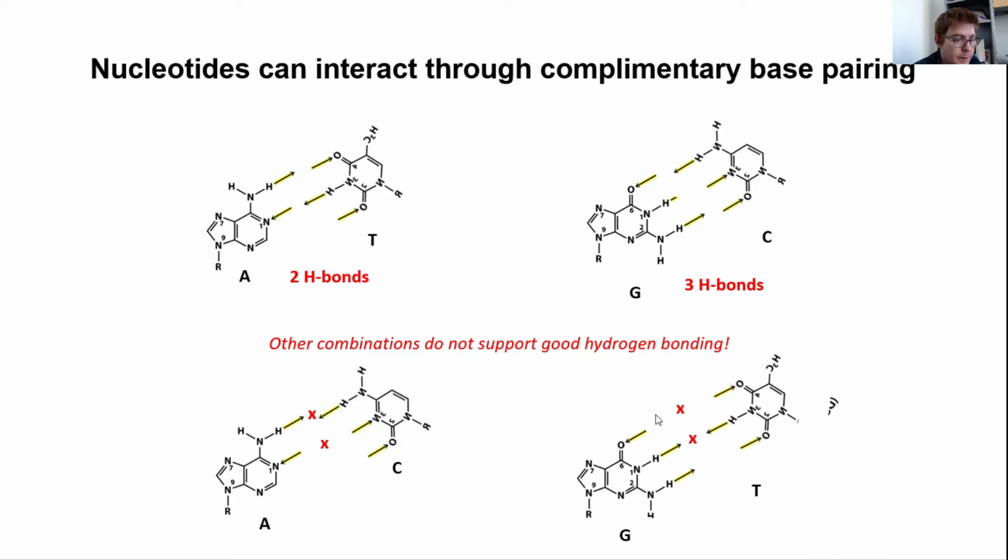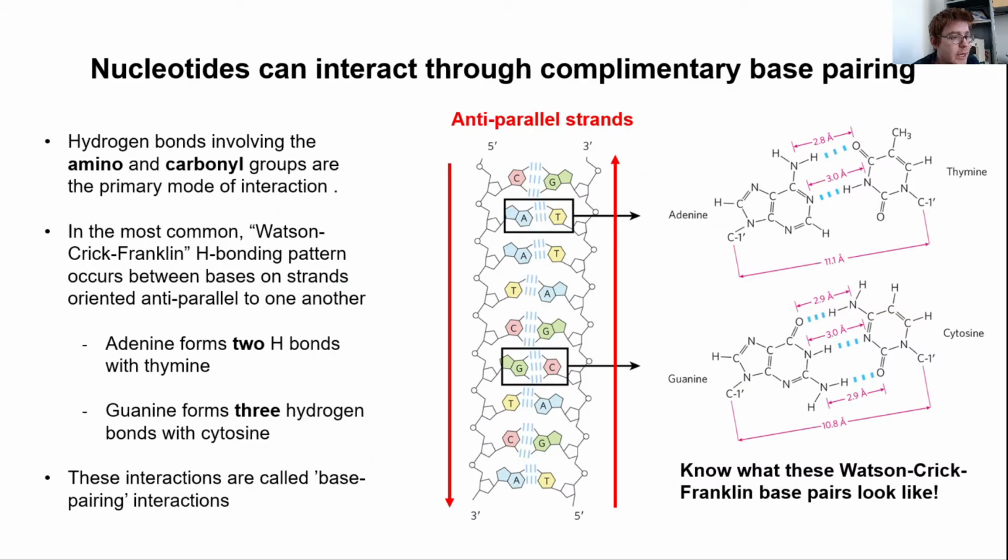unfavorable. And so really the primary combinations that work are A and T and C and G, and they differ between making 2 hydrogen bonds or 3 hydrogen bonds. And so what this means is that there's a highly specific complementary base pairing interaction that can occur between 2 strands of DNA. And so the hydrogen bonds involving the amino and carbonyl groups are the primary mode of interaction that can bring 2 strands of DNA together.